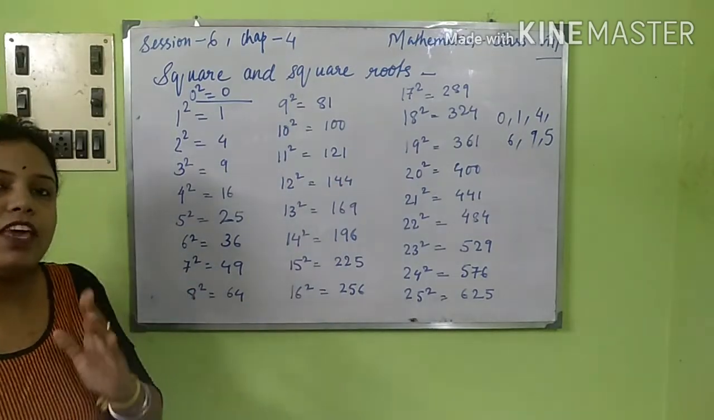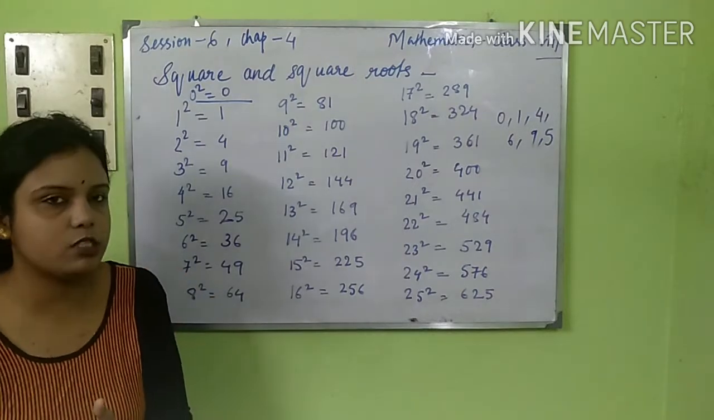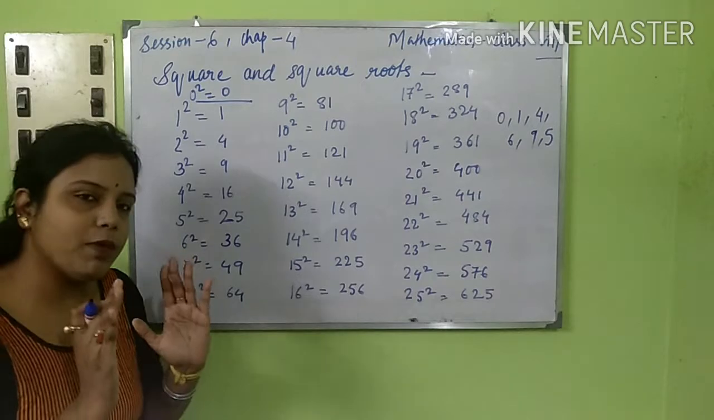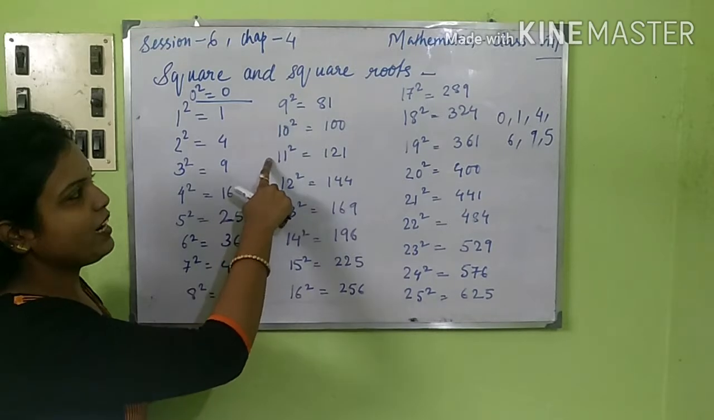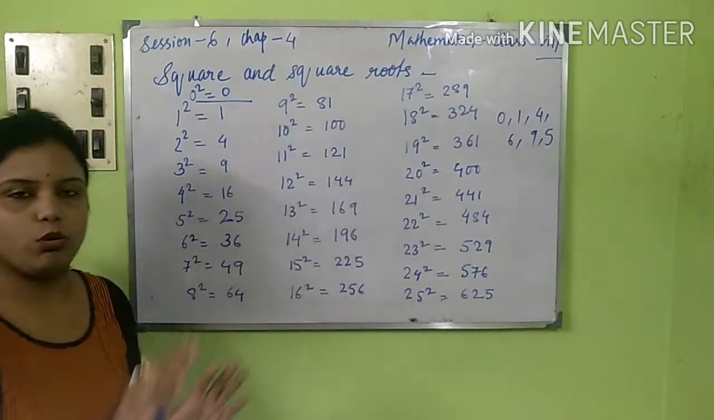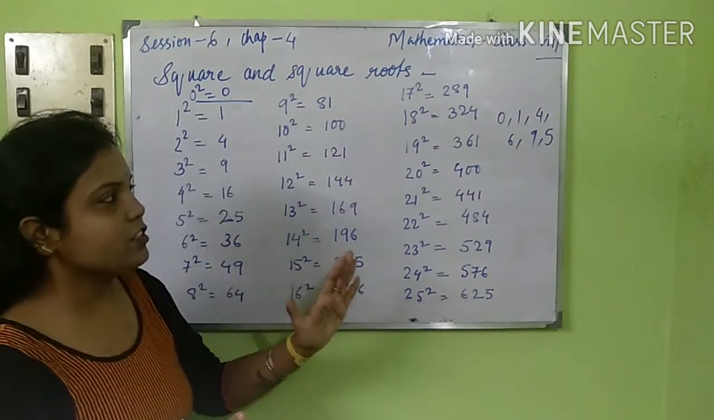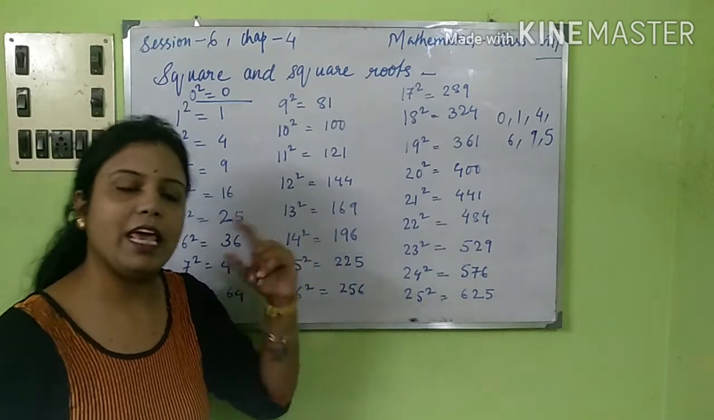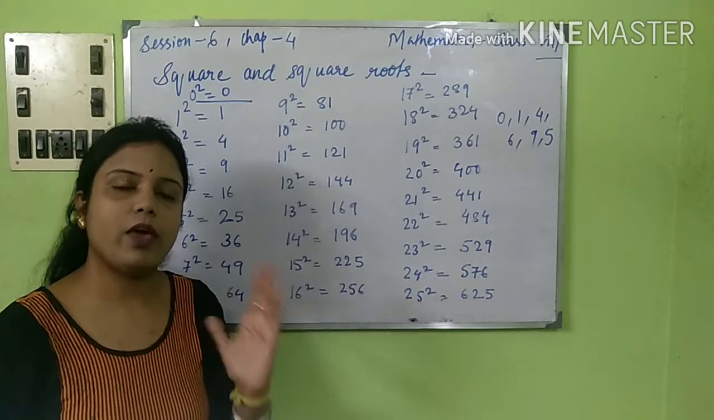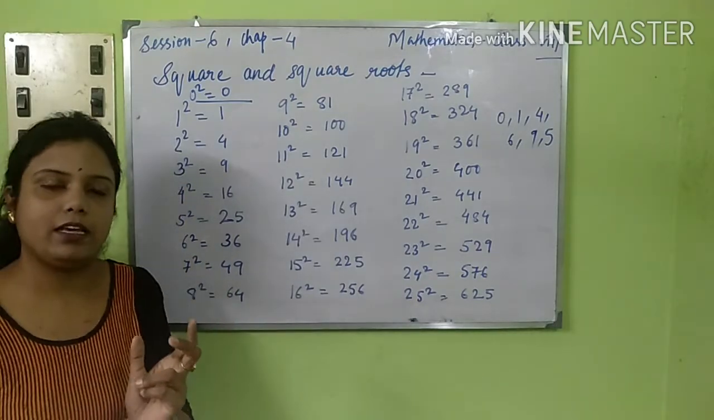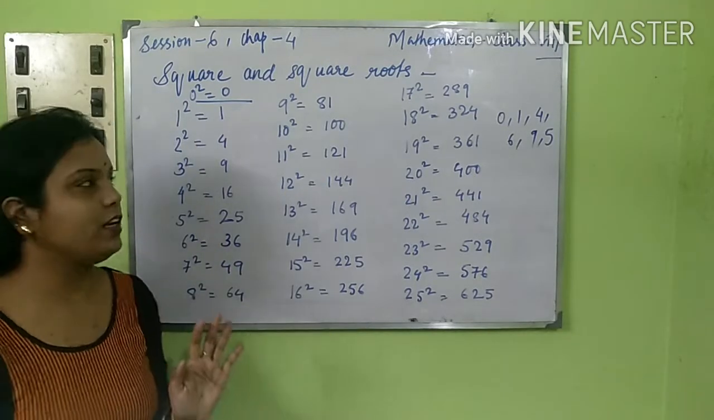Whenever after squaring we get 1 in the units place, you might understand that it will be either the square of 1, or 9, or 11, or 19, and so on. So this is a criterion: after squaring these particular digits, the units place of the result will be 1. I hope I am clear to you.